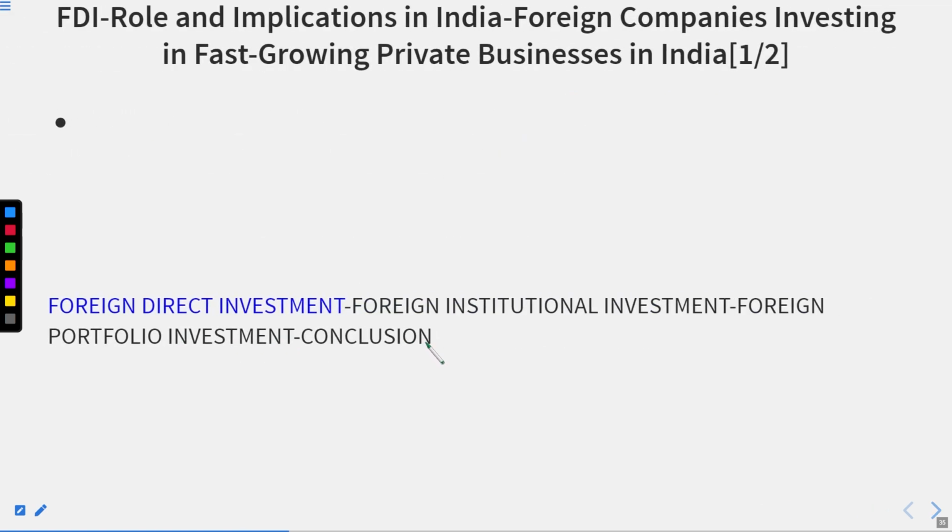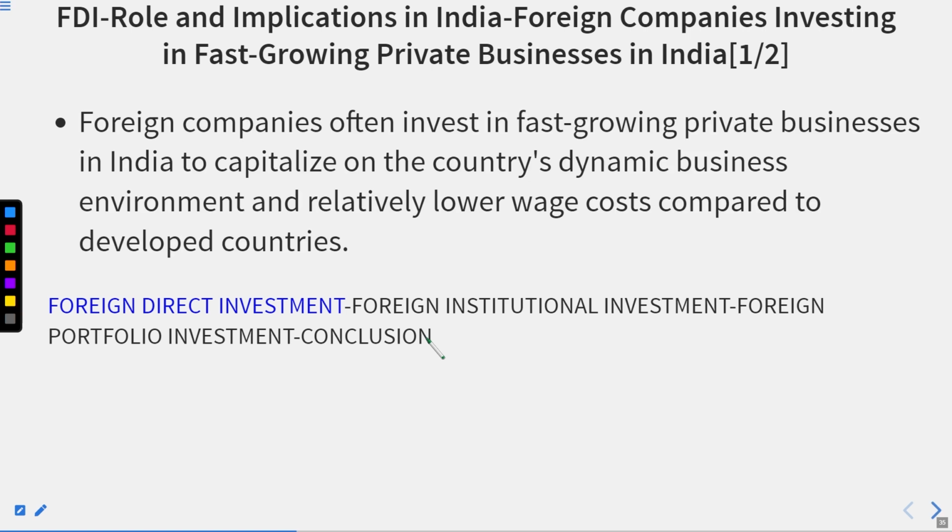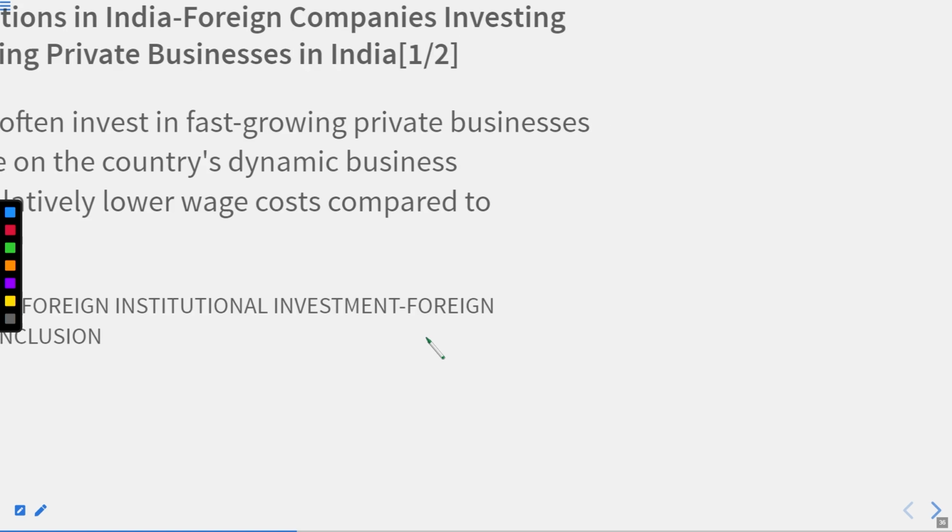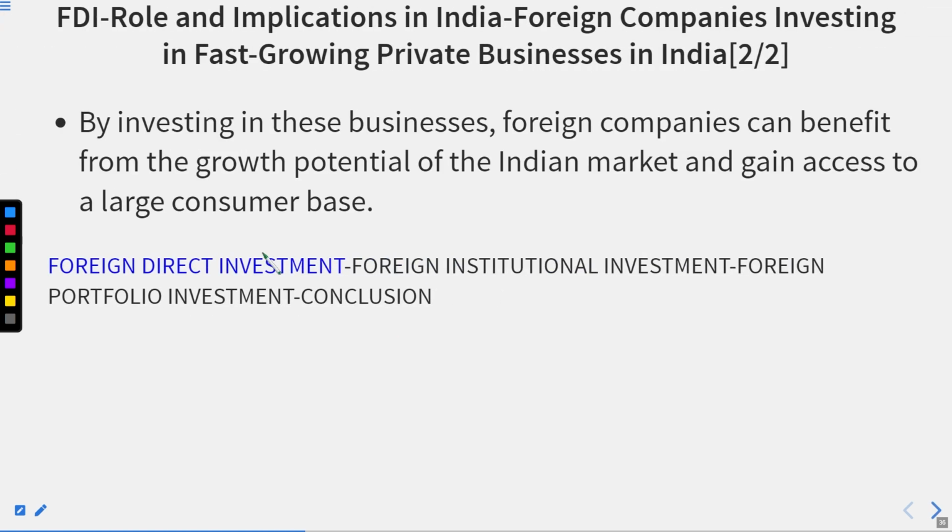Got it? Thereafter, growing private businesses in India. Foreign companies often invest in the fast growing private businesses in India to capitalize on the country's dynamic business environment and relatively lower wage cost compared to the developed countries. Okay, so by investing in these businesses, the foreign companies can benefit from the growth potential of the Indian market and gain access to the large consumer base.